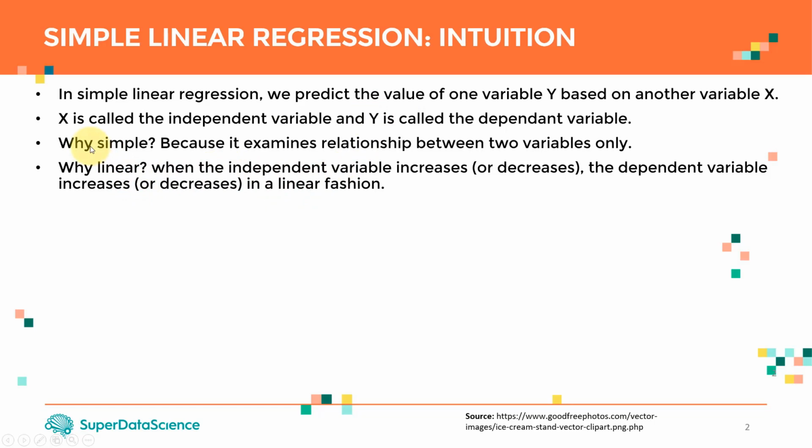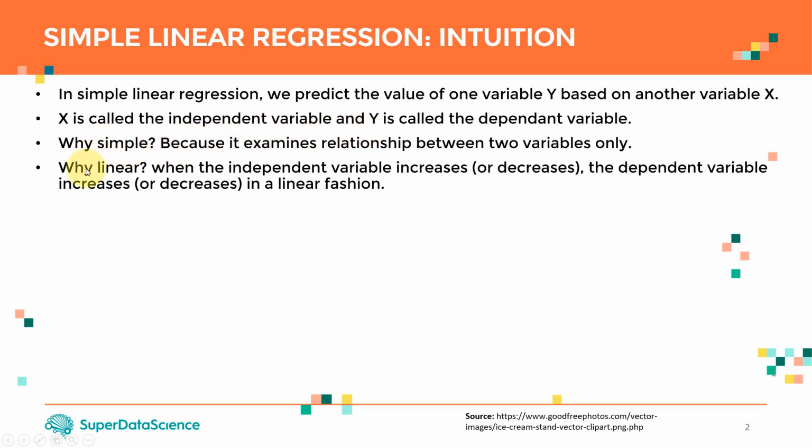So the first question is why it's called simple, and the second question is why it's linear. First, it's called simple because it examines the relationship between two variables only. So we only have x and y. However, when we move forward in the course, we're going to cover more advanced regression techniques, which we'll call multiple or multi-linear regression models, where we have more than two variables. So we can have, let's say, 3 independent variables, for example, and 1 dependent variable.